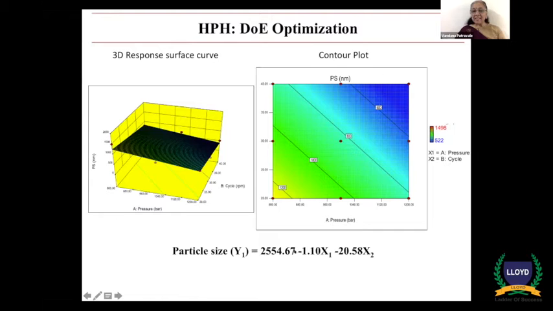If the sign is negative, it means they are inversely proportional. If the sign is positive, that means they are directly proportional. So it is very clear that as we increase pressure, size decreases. And as we increase number of cycles, size also decreases.